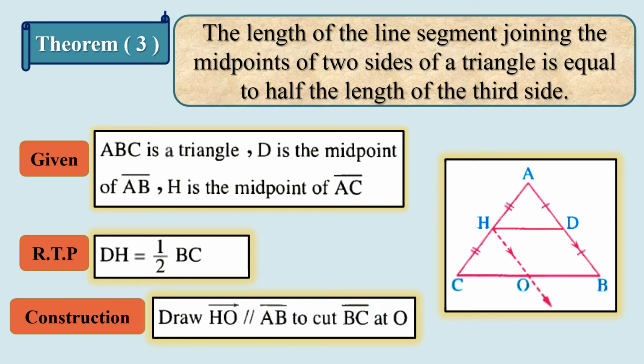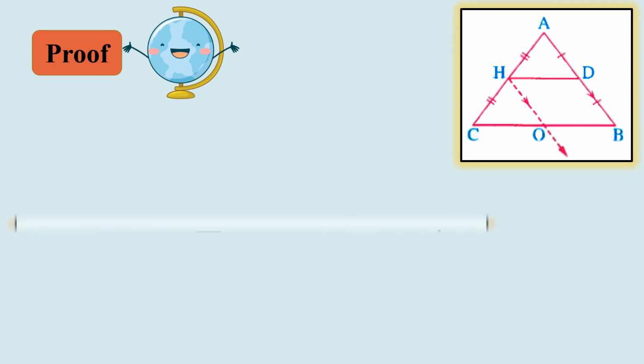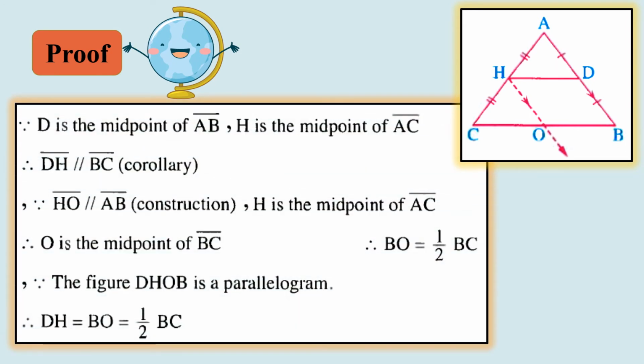Draw HO parallel to AB to cut BC at O. Since D is the midpoint of AB, H is the midpoint of AC, then DH parallel to BC. Since HO parallel to AB, by construction, H is the midpoint of AC, then O is the midpoint of BC, then BO equals half BC. Then the figure DHOB is a parallelogram, then DH equals BO equals half BC.